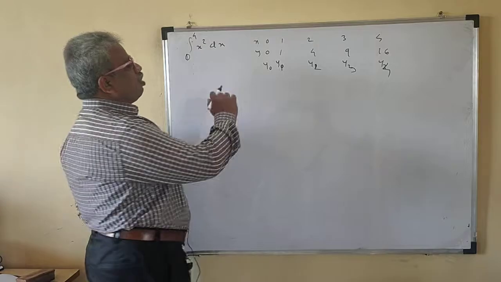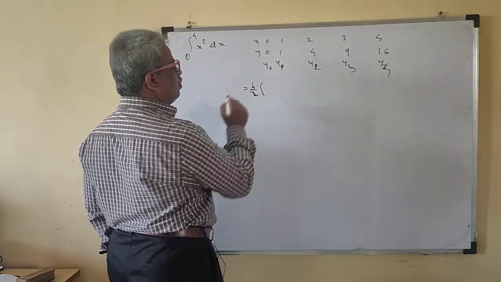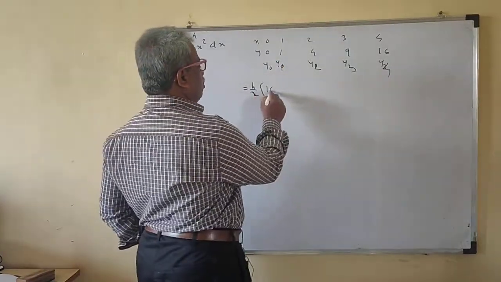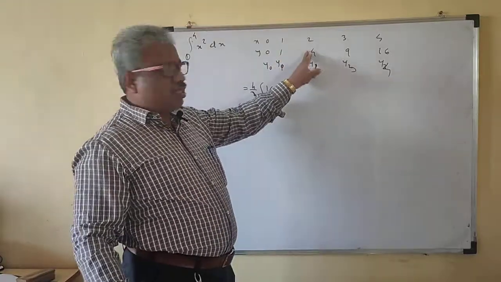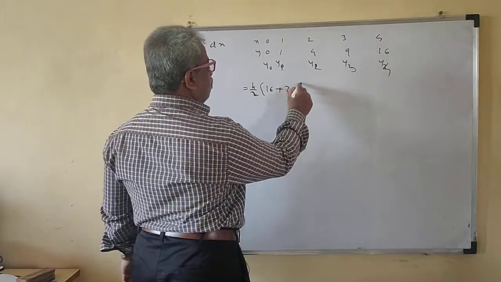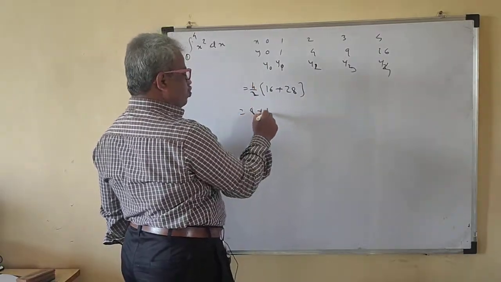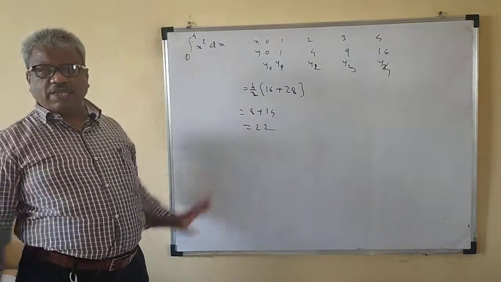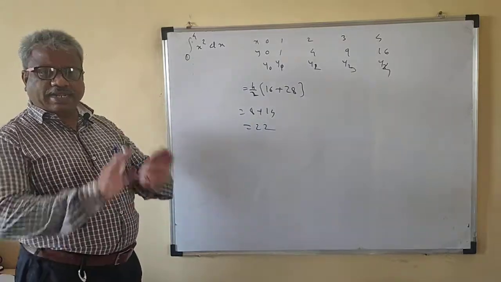So let's solve by the trapezoidal rule. This is h by 2 times y0 plus y4, so 0 plus 16, plus 2 times the sum of the middle ones. The sum of the middle is 14, twice that is 28. Your h is 1 here, so just divide by 2: 8 plus 14 is 22. Very easily, within a minute, you can find the value of this integration by the trapezoidal rule.